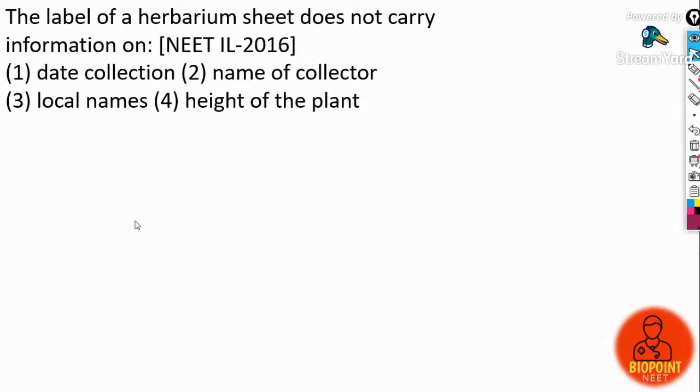Nila, option 4. Are you sure whether it is option 4 or not? Yes, Calvin, Ayo Scott, Shraddha, everyone clear? Are you all sure about that? Yes, exactly, that is the answer: height of the plant.